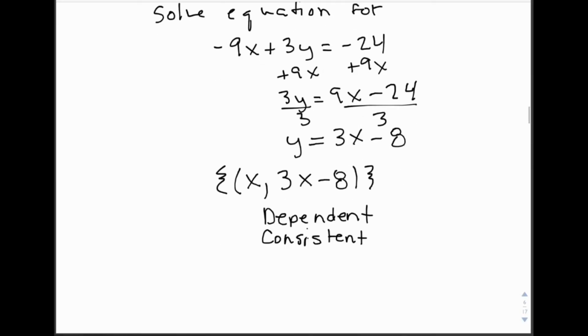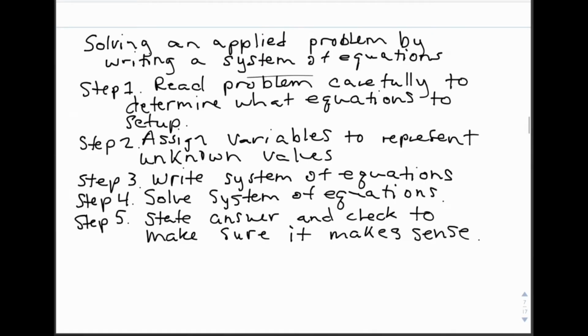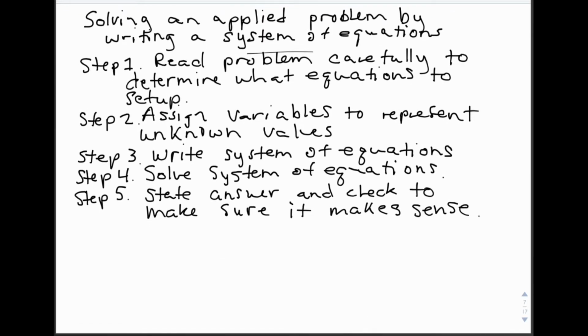Okay, so we can go ahead and move on to applied problems, writing a system of equations. Step number 1, we want to read the problem carefully to determine what equations to set up. Step 2 says to assign variables to represent unknown values. Step 3 says to write a system of equations. Step 4 says to solve that system. And then finally, we need to state our answer and check to make sure it makes sense.